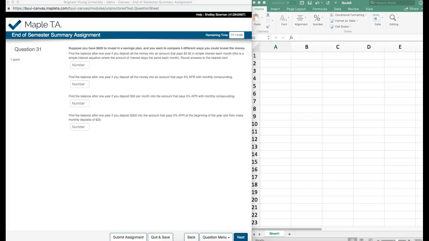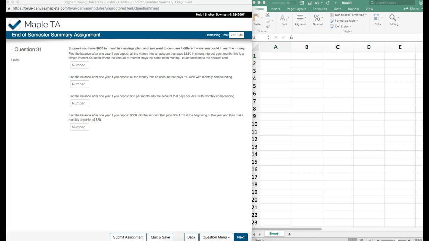End of semester summary assignment, question number 31. Suppose you have $600 to invest in a savings plan and you want to compare 4 different ways you could invest the money. Find the balance after 1 year if you deposit all the money into an account that pays $2.50 in simple interest each month. This is a simple interest equation where the amount of interest stays the same each month. Round the answer to the nearest cent.